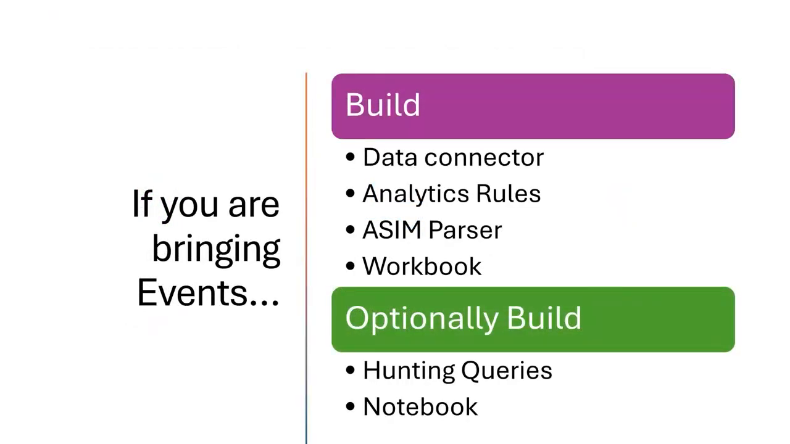So if you're bringing raw events, what do you need to build? Well, you need to connect up a place to deliver the bits. These are called data connectors. You need to build the analytic rules, which are the detection automations that turn the observations you know to make in your data into alerts and/or incidents.